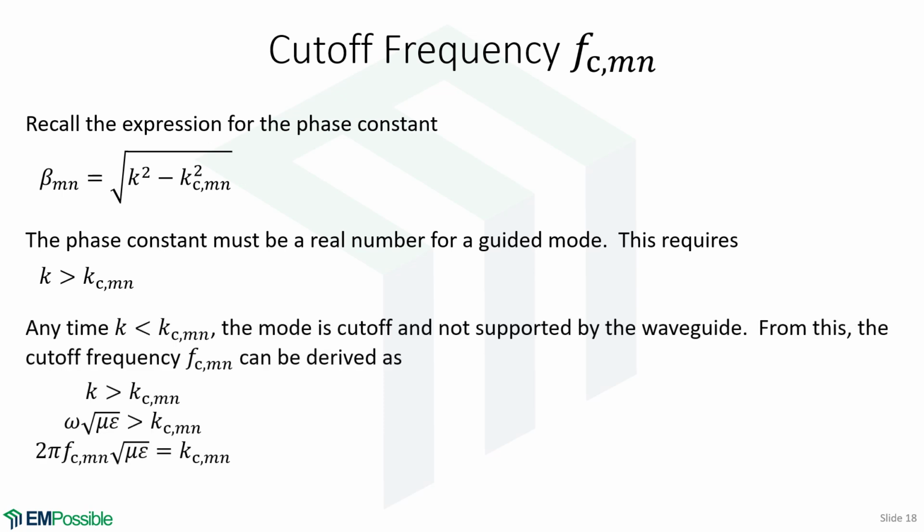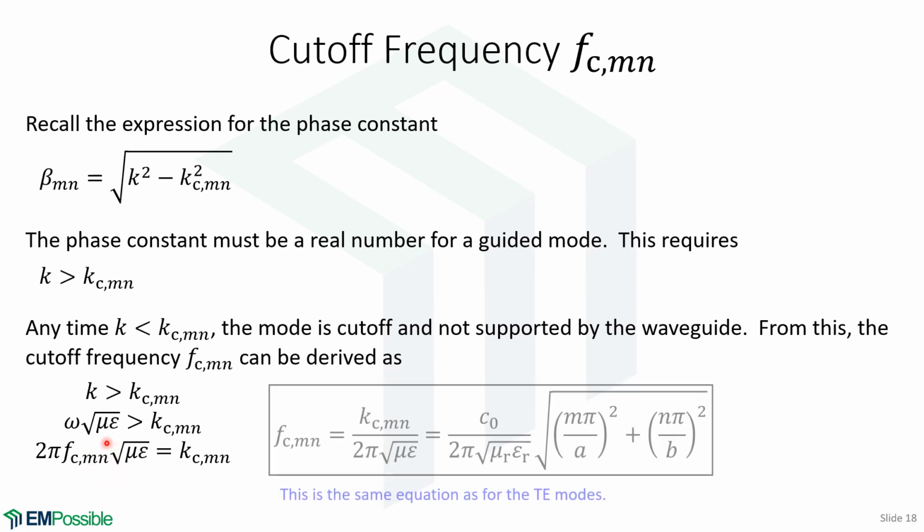From that, we can figure out the cutoff frequency. So knowing that k has to be greater than kc, we know that k is omega times the square root of mu epsilon. Omega is our angular frequency, so that is 2 pi times the ordinary frequency, the thing that's in hertz. So we solve this for our ordinary frequency, and we can calculate the cutoff of the mn mode. And recall, that's the same equation that we had for the cutoff of our TE modes. So the equation for the cutoff frequencies is the same for TE and TM modes. That's handy because we can calculate both at the same time.